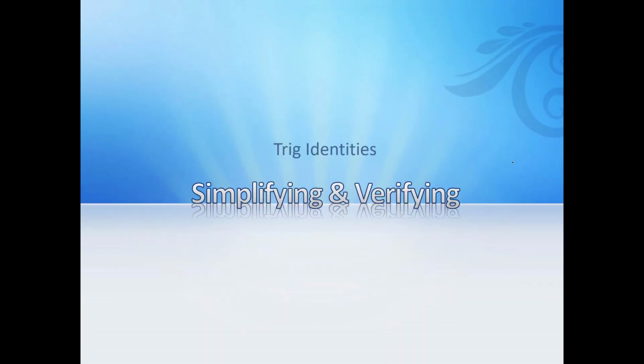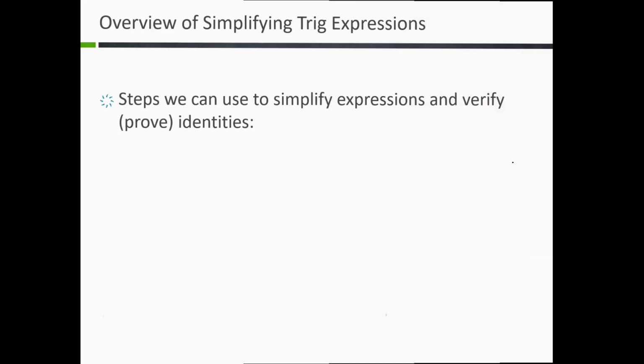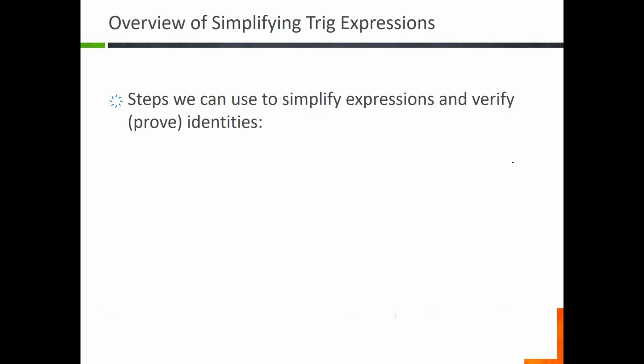All right, so let's look at how we can actually simplify or even verify or prove that something is an identity. Let's look at some basic steps about how we can simplify an expression or prove an identity. And you don't have to use these in any specific order. They are just the options that you have to work with.